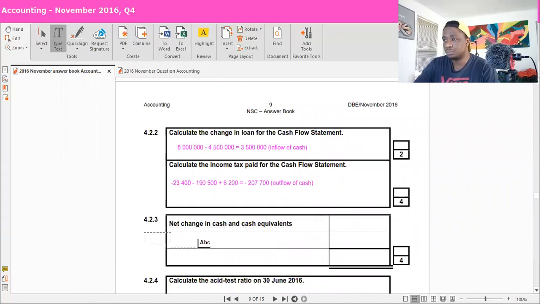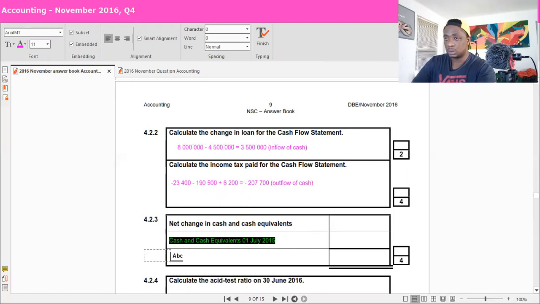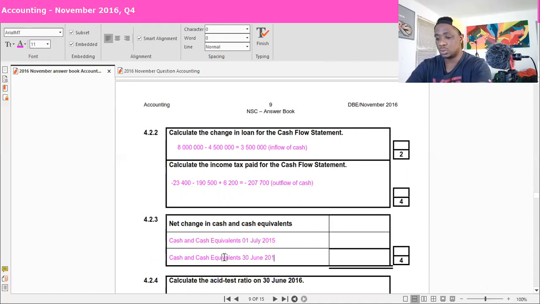Well, we're going to start with cash and cash equivalents on 1 July 2015, that is the beginning of the year. And then after that, let me just copy that. And then we go cash and cash equivalents at the end of the year, which is 30th of June 2016.